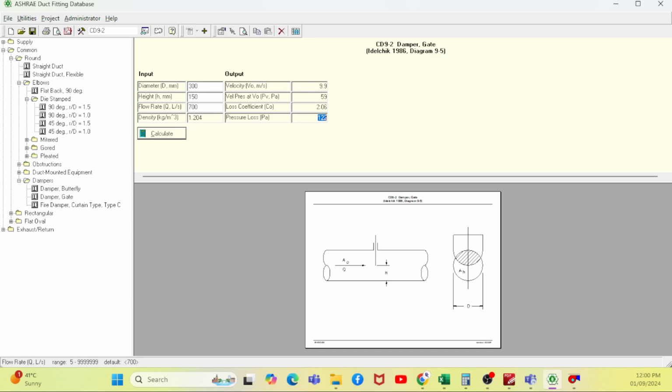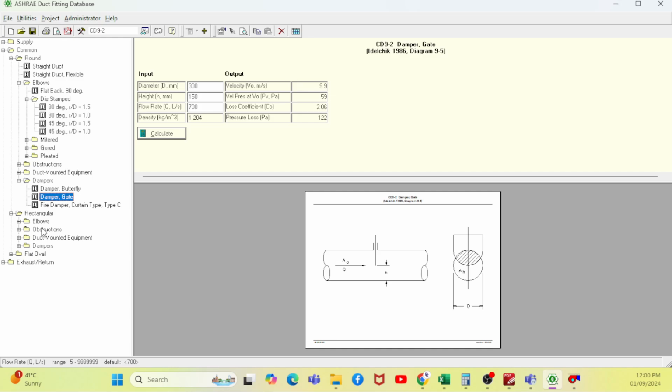Clear, right? Sir, one question. Oh, yeah, tell me. Related to this diameter. If suppose we have a rectangular duct, how can we convert that area to this diameter?